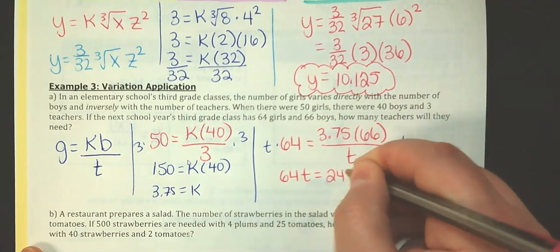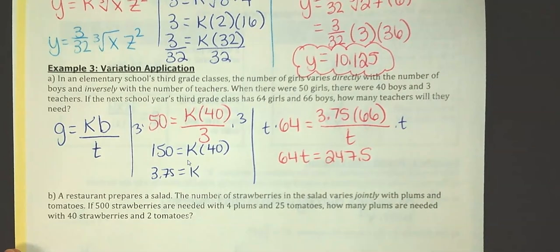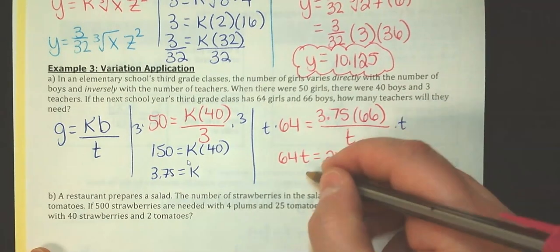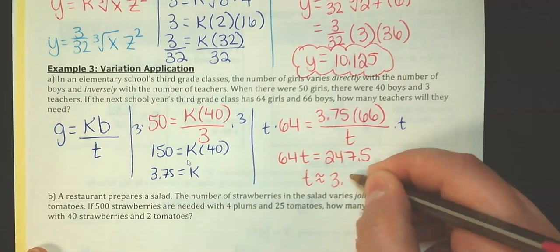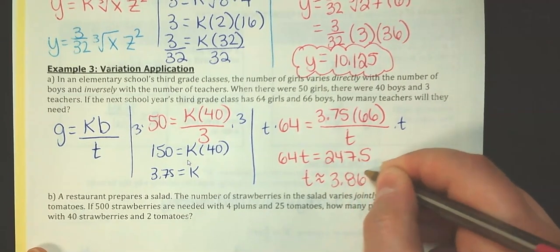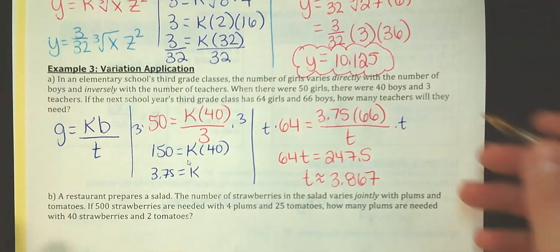This is 247.5. This is not going to be a nice number when I do this. I'm going to divide by 64. I'm going to get t approximately, I'm going to round this, about 3.867-ish. So if I were to ask you this question, how many teachers do I need, what would you tell me? 4, because we can't have part of it. Well, hopefully we can't have part of a teacher.